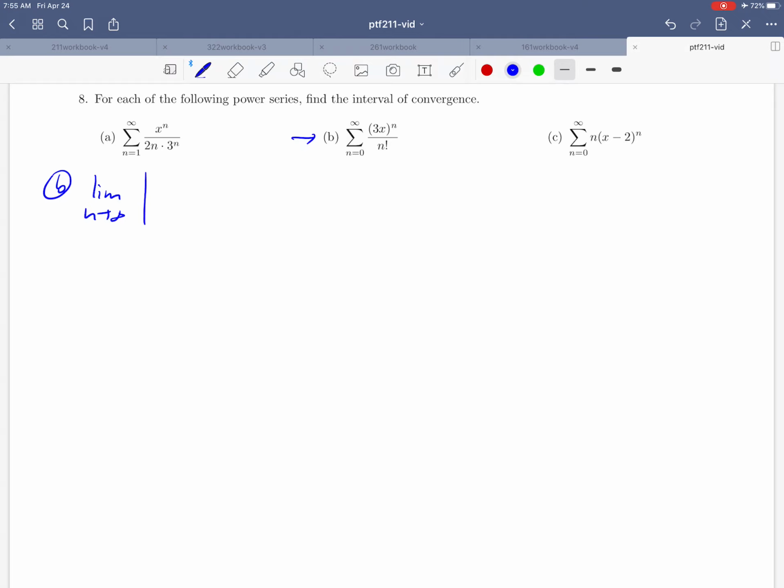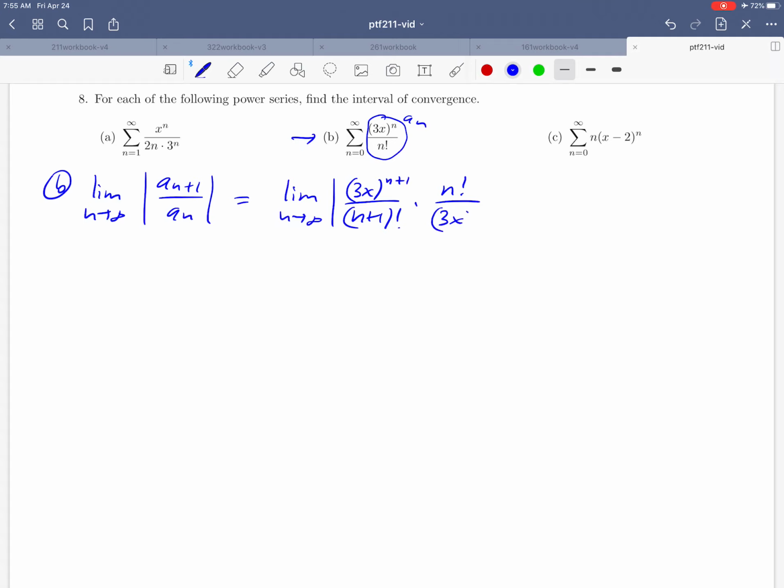All right, so we'd like to take the limit as n goes to infinity of the absolute value of a_(n+1) over a_n, where a_n again is just our name for the general term of our series. If we write down the pieces here, a_(n+1) is just going to be that same formula for a_n with n plus 1 substituted in for all the n's. If we take that and divide it by a_n, that's the same as multiplying by the reciprocal of a_n, which would be n factorial over 3x to the n.